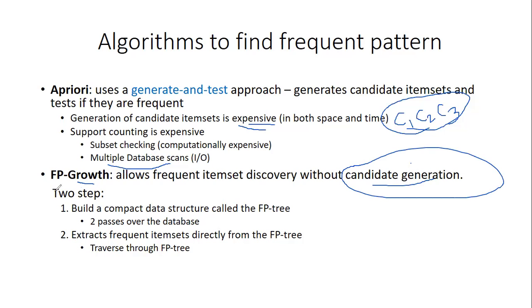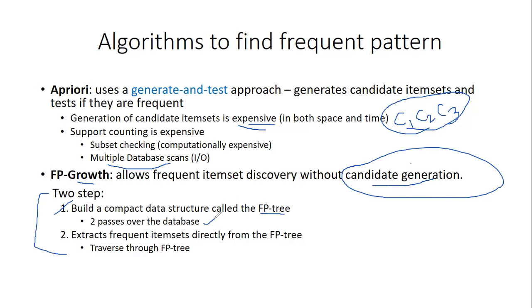So how will this FP growth algorithm work? Basically, we have to remember it is a two-step approach. The first step is building a tree structure called the FP tree. In the FP tree also we have two passes: pass one, pass two.